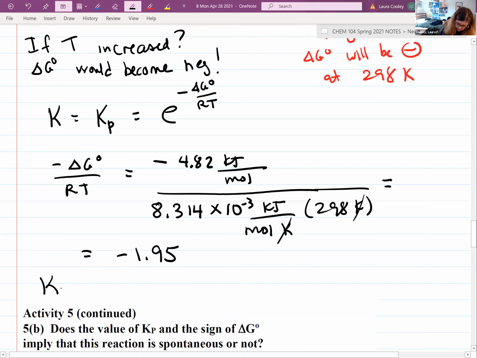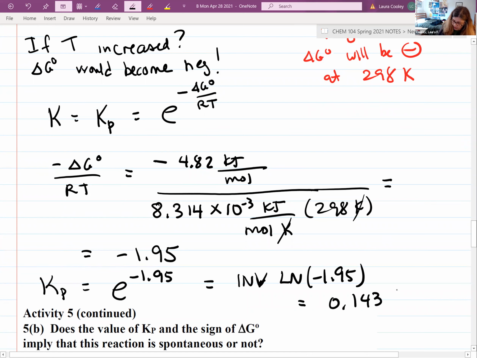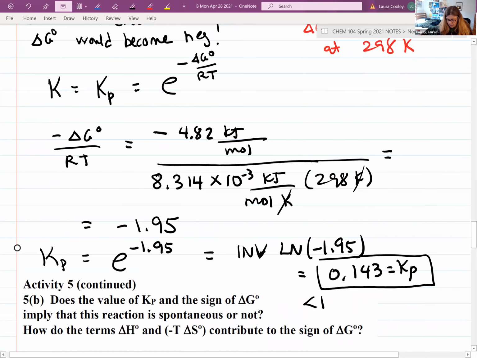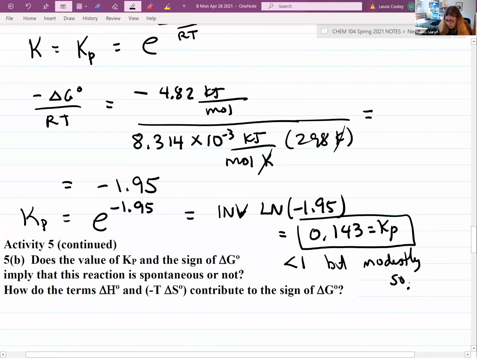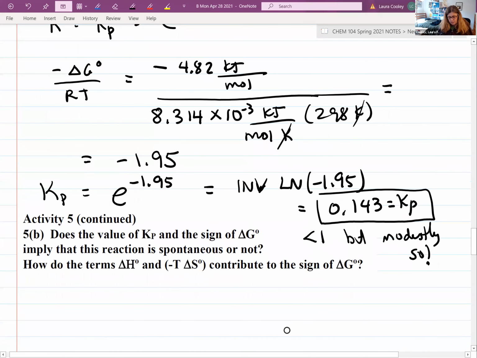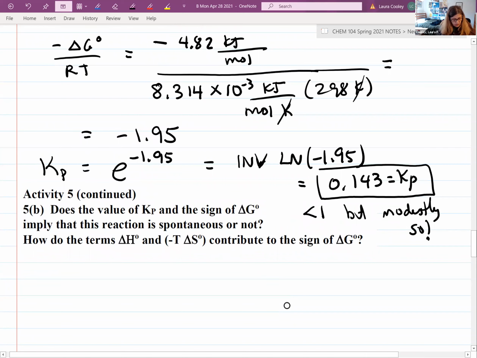So K is e to the minus 1.95, or inverse natural log of negative 1.95, which is 0.143. Okay, so it's less than 1, but it's not 10 to the negative 5th. So it's modestly less than 1. So there actually will be both NO2 and N2O4 present at equilibrium. Okay, so question. Yeah, please.